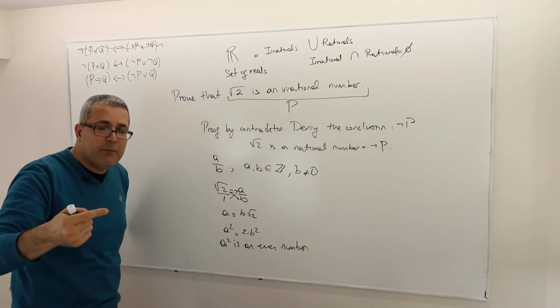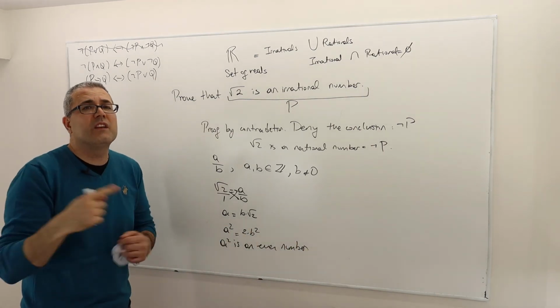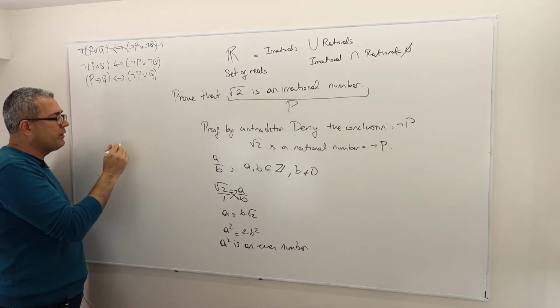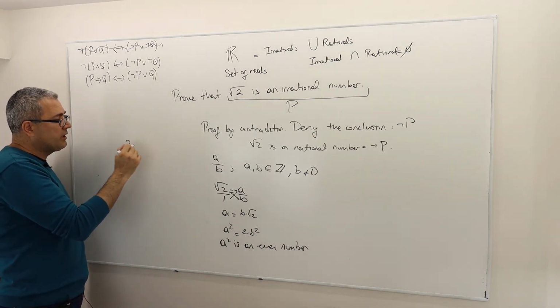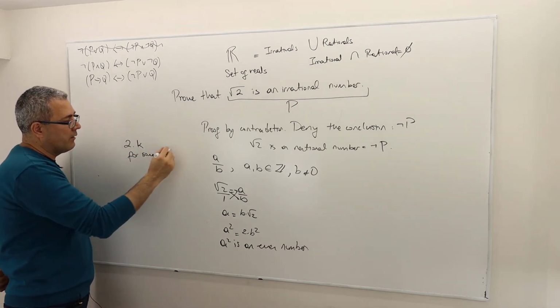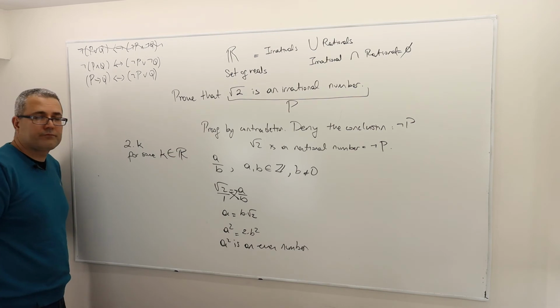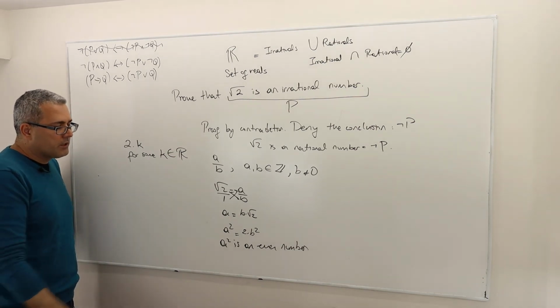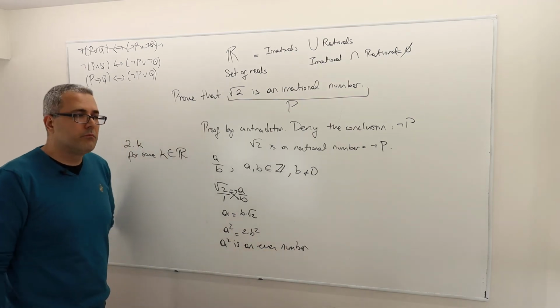So this is a premise you should be aware of. What is an even number? A number is an even number if you can write it as 2 times k for some k, which is real. So that makes it an even number. So A square is an even number. Perfect.